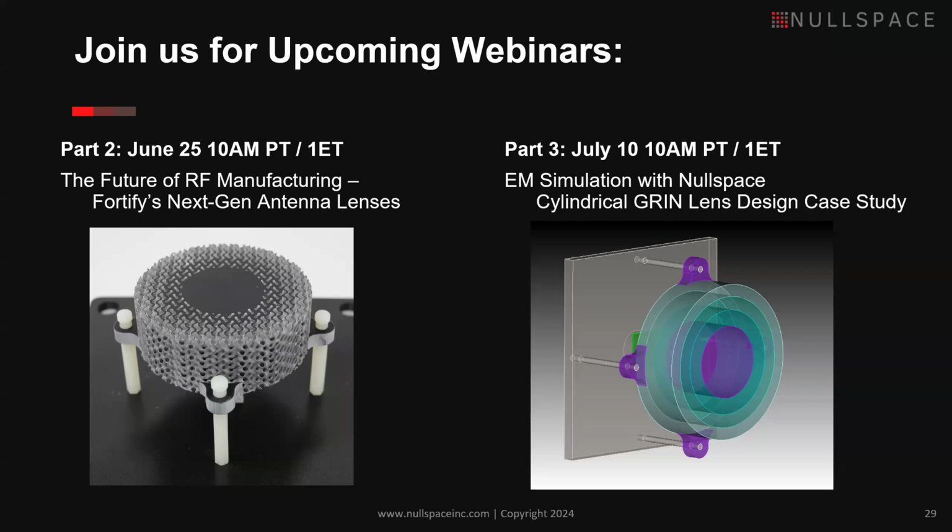Okay, thank you. And then we have another question. Why does the Gren lens have a lower back lobe than the zone plate lens? Jen, you want to take that one?